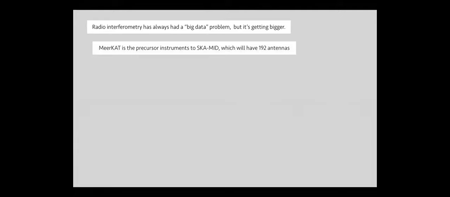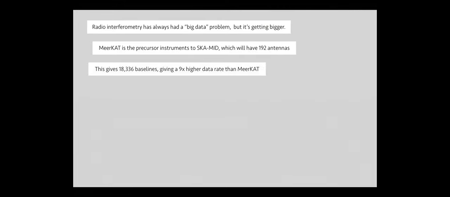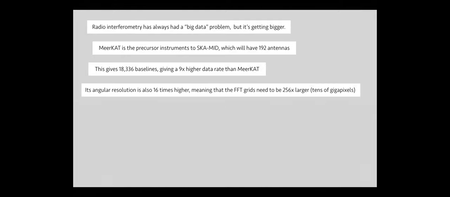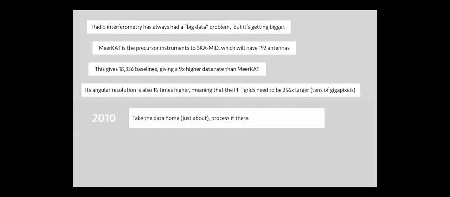So MeerKAT is the precursor instrument to something called the Square Kilometre Array MID. This will have 192 of these antennas. This gives about 18,000 baselines, so a data rate that's 9 times higher than MeerKAT. Its angular resolution is also 16 times higher, meaning that the FFT grids need to be about 256 times larger.